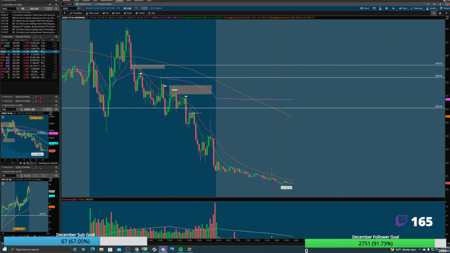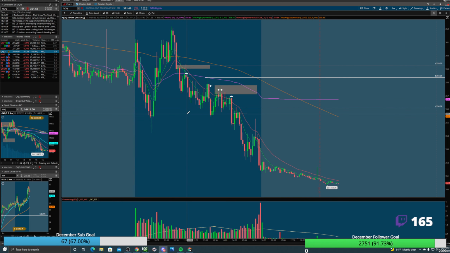So do I like day trading end of day scalps? No, not really. I don't really care for them too much. I'm normally done about 1 or 2 o'clock. But at the end of the day, especially in 0 DTEs, it's just too much of a gamble.